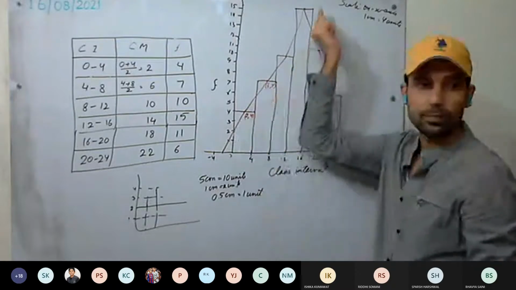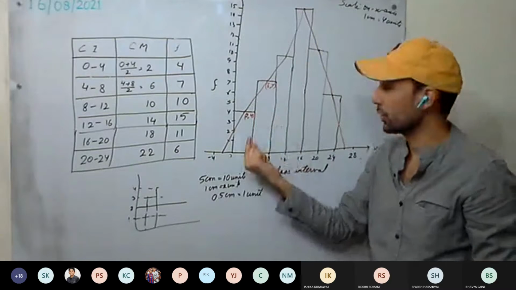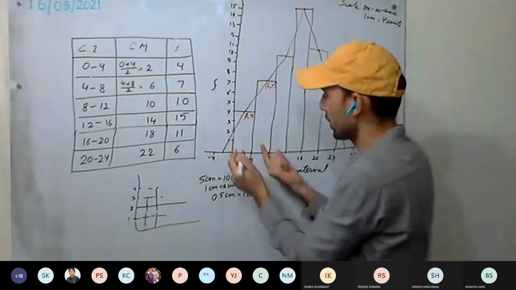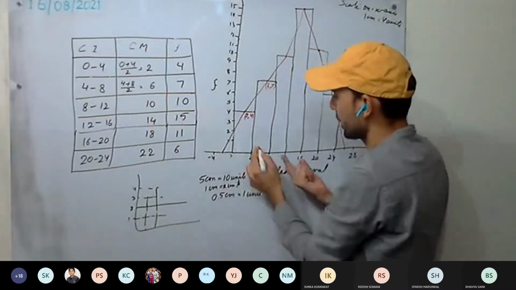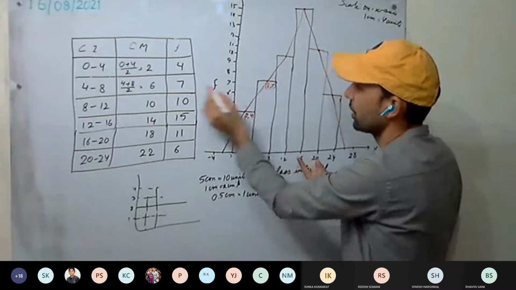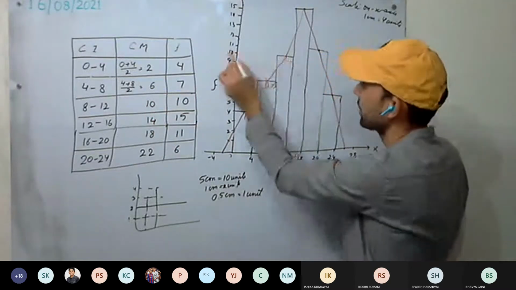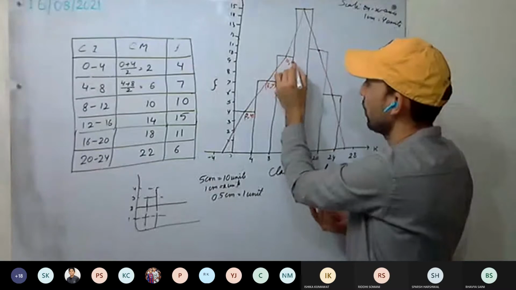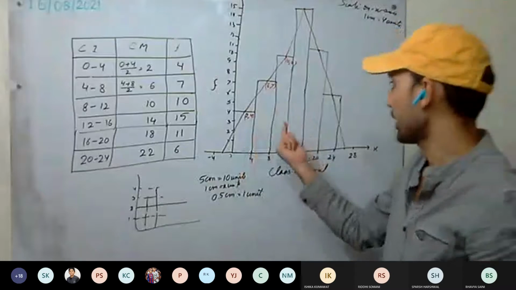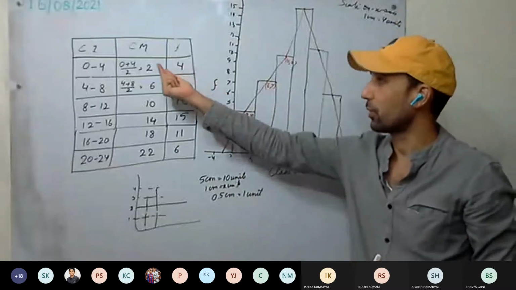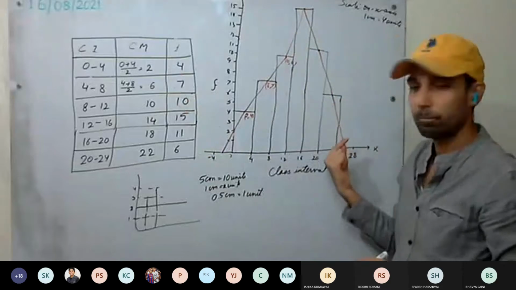These are the coordinates. We can draw this frequency polygon without drawing the histogram as well. Yes or no? Coordinates 2 and 4. Coordinates 6 and 7. Coordinates 10, 10. Yes or no? So the frequency polygon can be drawn without drawing the histogram as well. We can draw it straightforwardly, using the class mark and frequency directly.